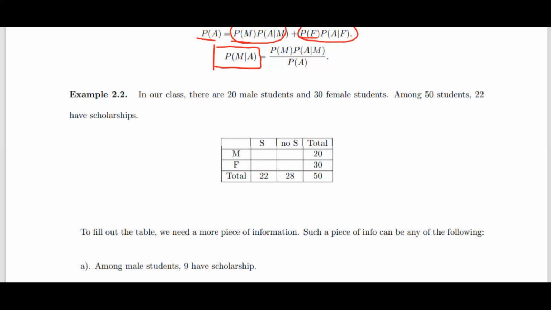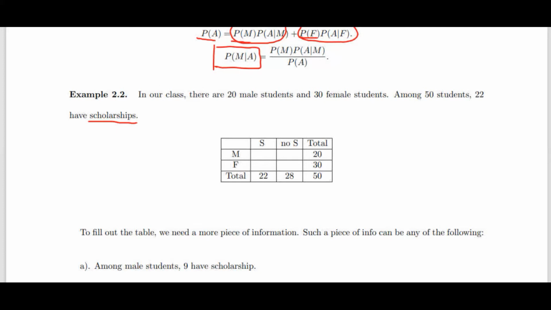To split everything by two factors, we can use a table. The simplest case is male, female. We have two cases. Or here, scholarship, no scholarship. We also have two cases, right? So we can have this simplest table. To fill out this table, we know 20 total for male, 30 for female. For scholarship, we have 22 for scholarship, 28 for no scholarship.